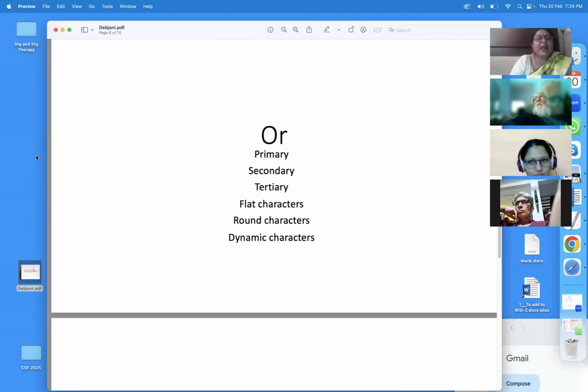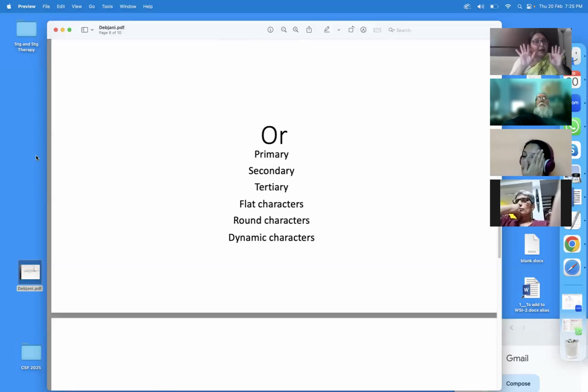And then we have the tertiary characters. Tertiary characters, once or twice they come to fill the gap. Characters are the driving force, right? So tertiary characters come just to drive the story a little more, a little further.